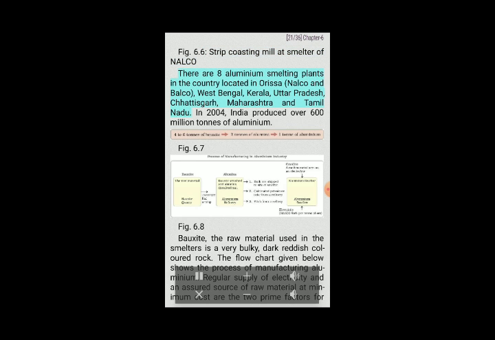Fig. 6.6. Strip coating mill at smelter of Nalco. There are 8 aluminium smelting plants in the country located in Orissa, Nalco and Balco, West Bengal, Kerala, Uttar Pradesh, Chhattisgarh, Maharashtra and Tamil Nadu. In 2004, India produced over 600 million tons of aluminium.